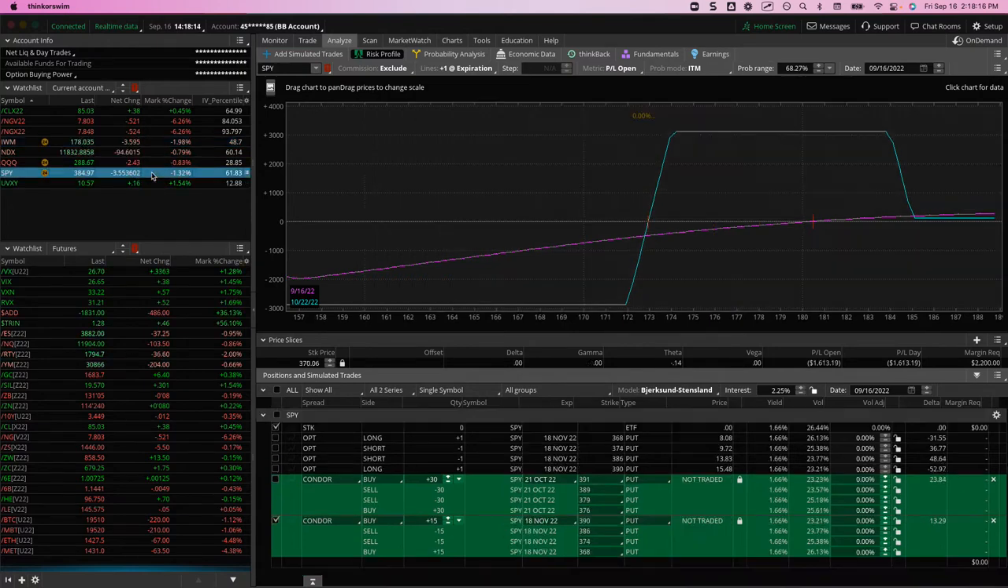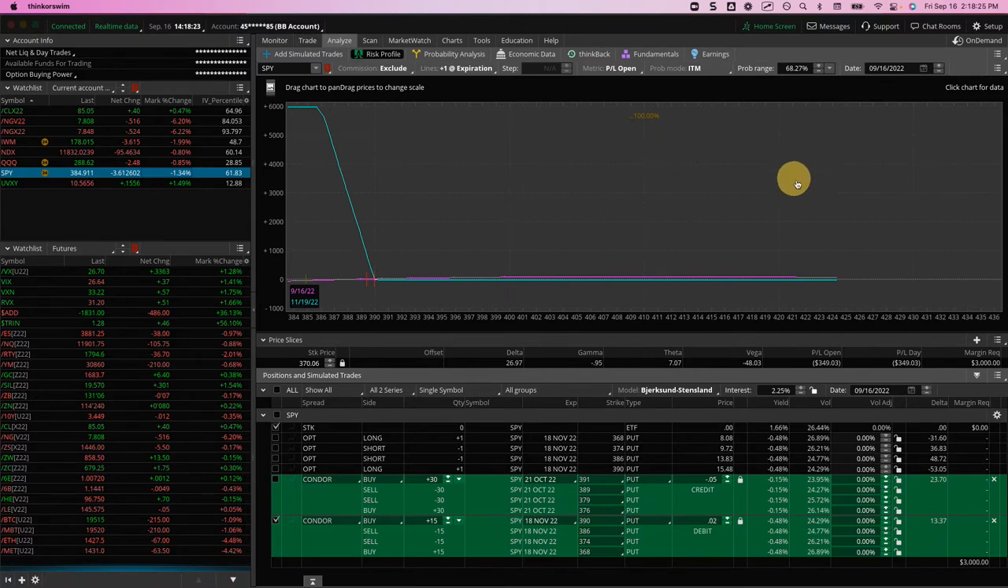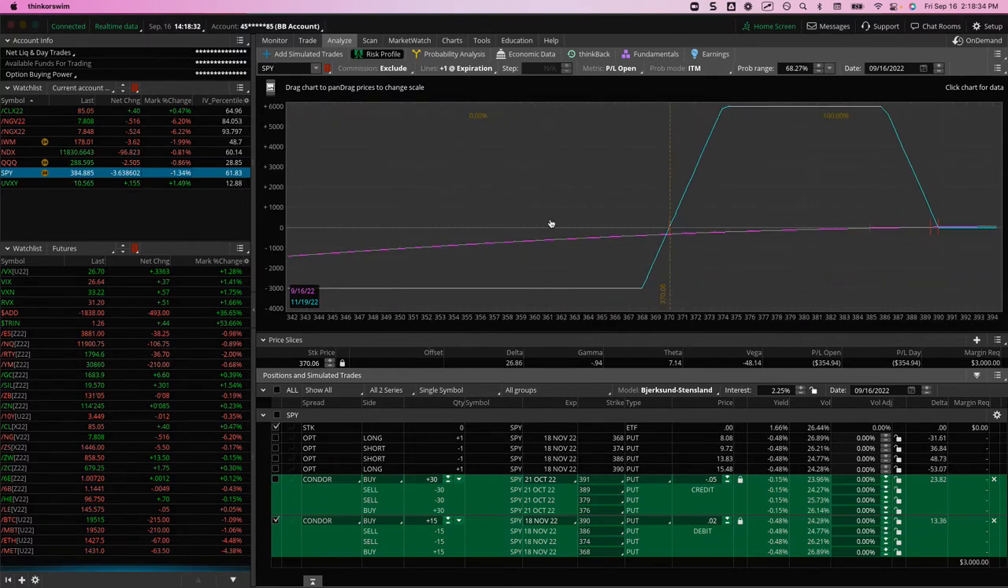SPY, we've got two positions on here. This is our one that we just put on this week. This is a longer duration one. Let me try to scoot this over a little bit for you. Oh, there we go. TOS is acting a little choppy.